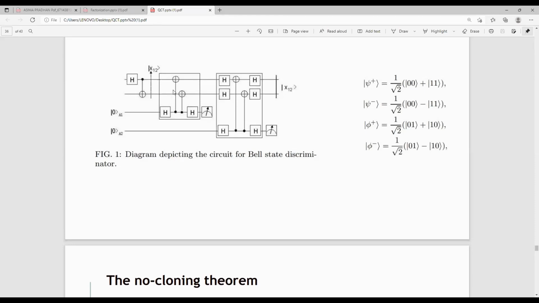You see, Hadamard, controlled gate has been used, and measurement takes place here. These two bits are called ancilla bits. Real quantum objects are here. This is your entangled state. At the end, the entangled state remains intact. But I have got the information.